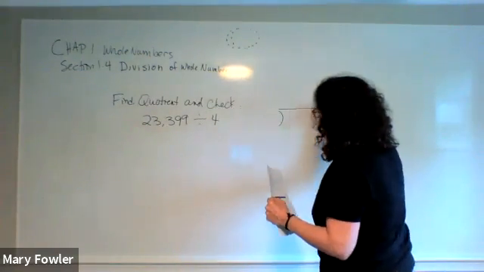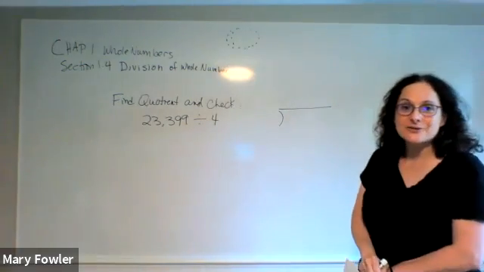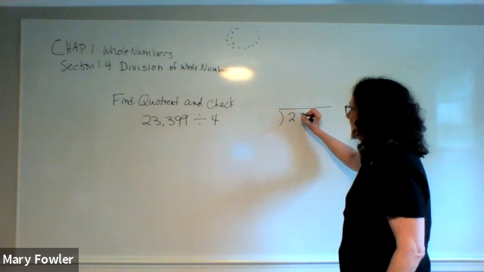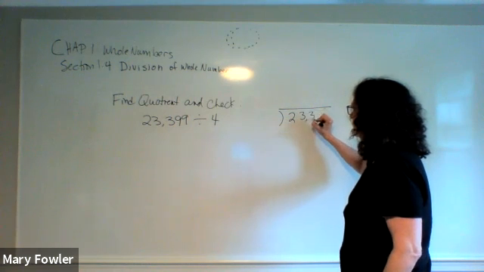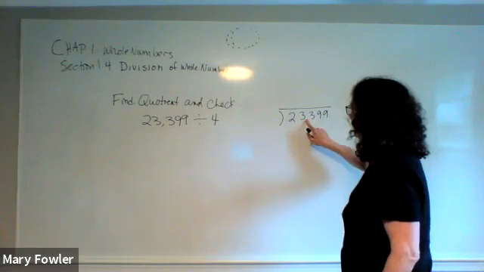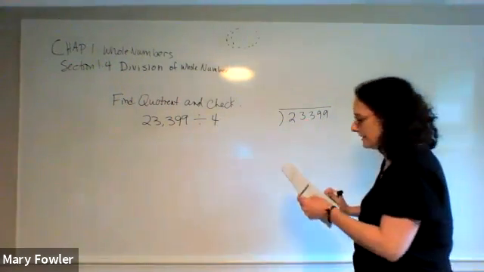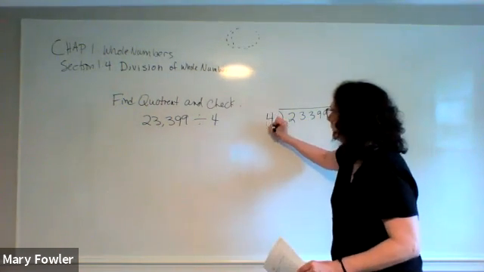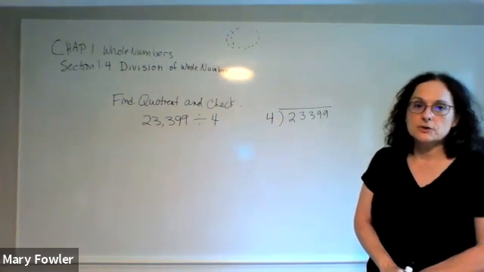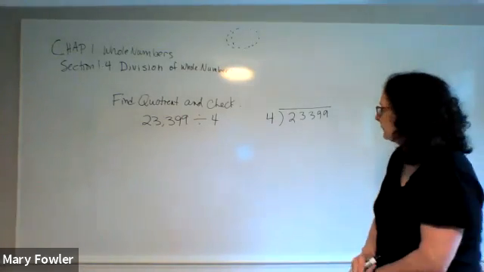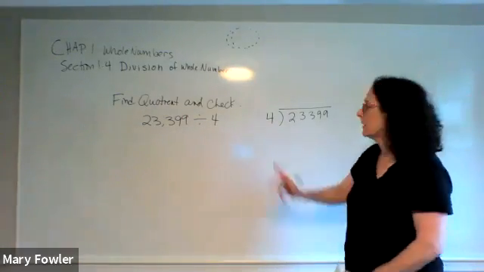So we have our little division house, a little division box, and we're going to put the dividend in there. Keep the commas out. There's enough going on inside the box. We don't really need the commas in there. And we're going to divide 23399 by 4. Okay, ready to go.